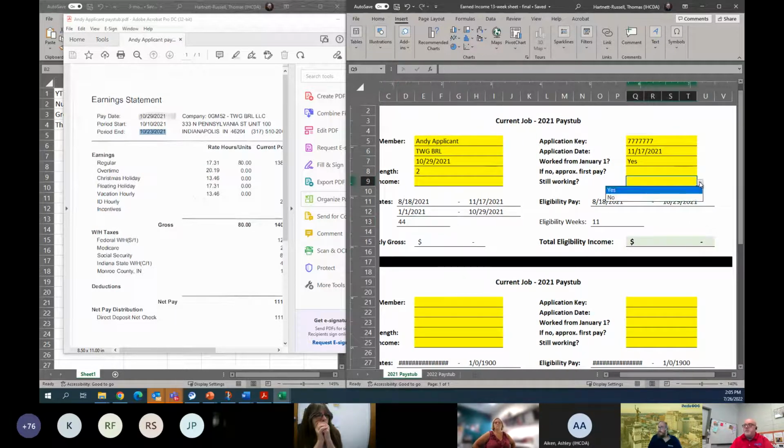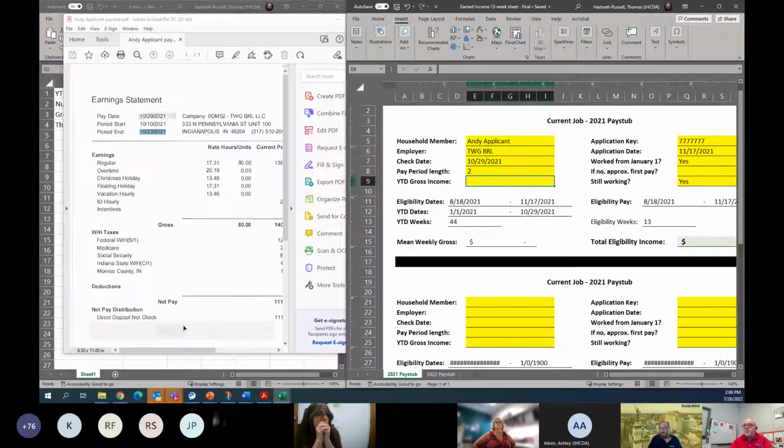Still working? Yes, they are. So eligibility pay, because we said they are still working, the eligibility pay that we're looking at now is 8/18 through 11/17. If we said that they were no longer working, it would only calculate through October 29th. And you notice that it would then calculate 11 weeks of eligibility pay if that were the case. However, because they are still working, it goes through 11/17 and calculates for 13 weeks.